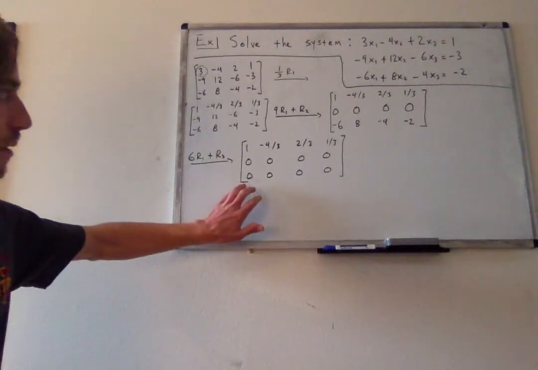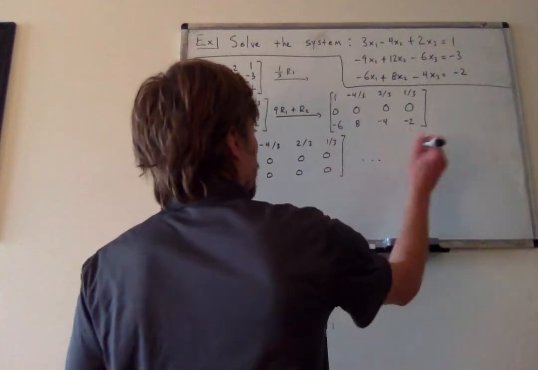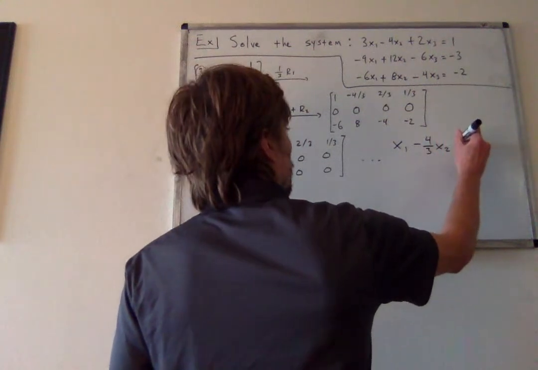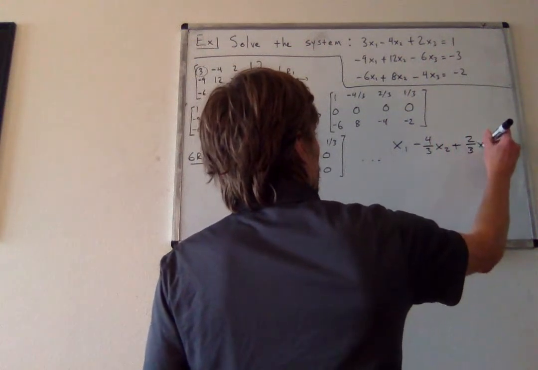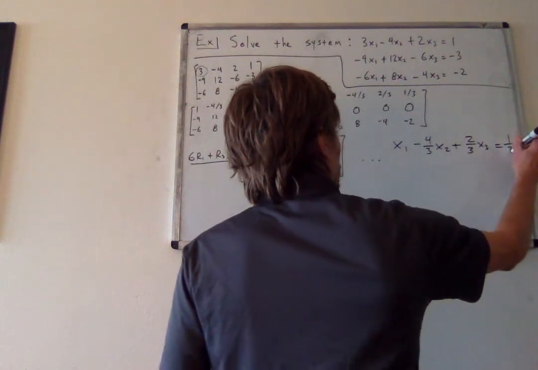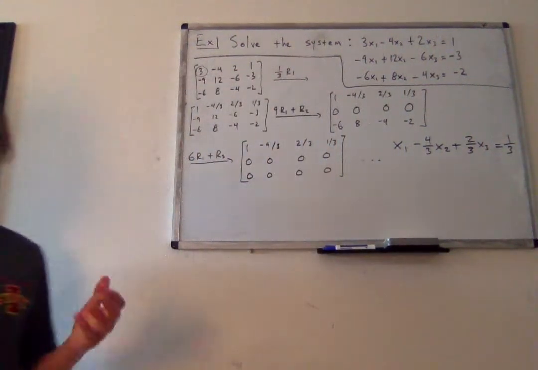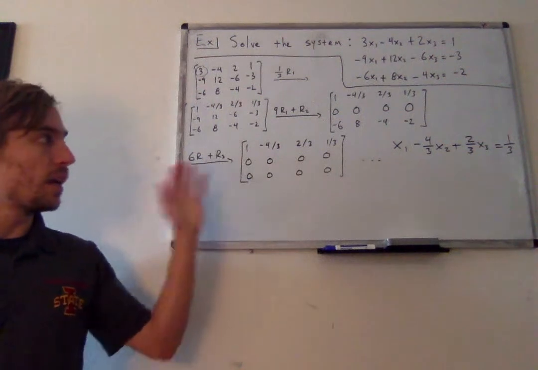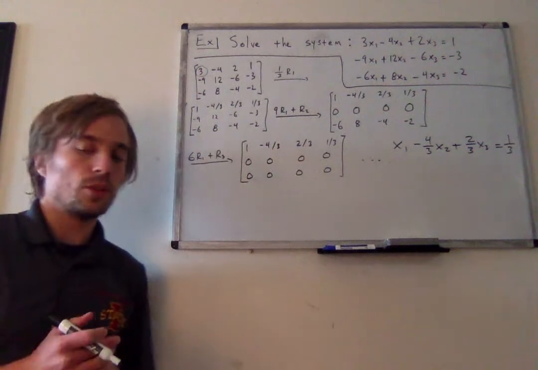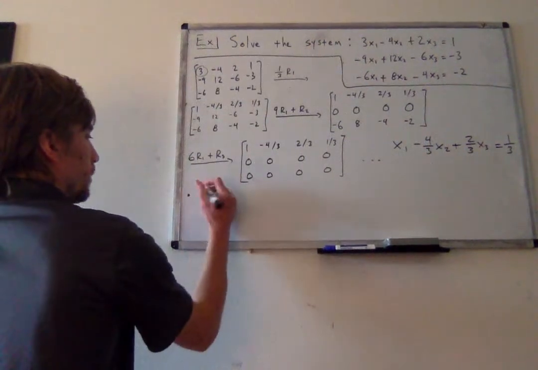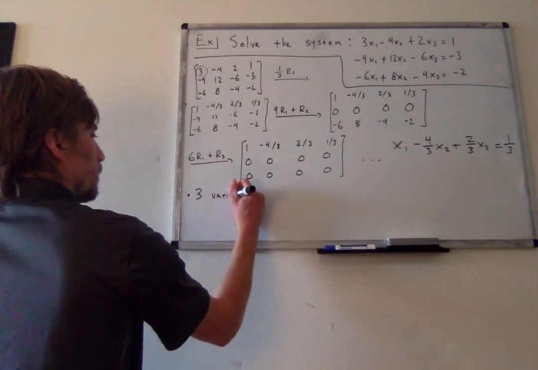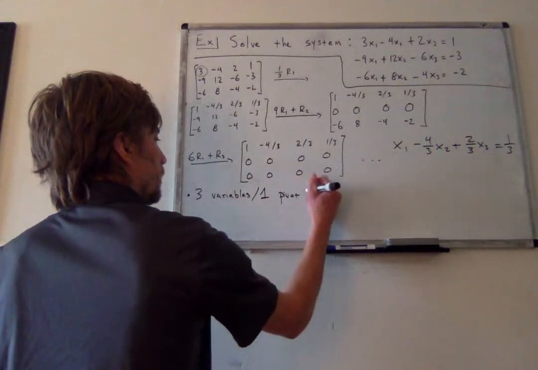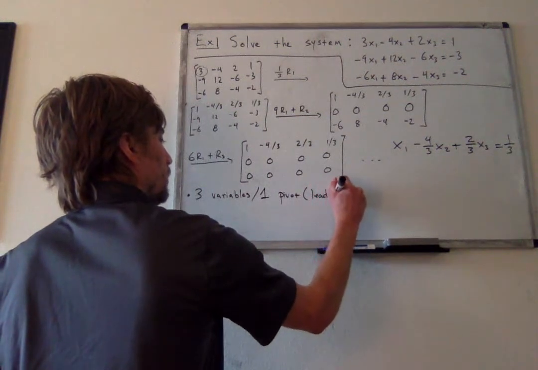So this augmented matrix corresponds to the following 1 equation. And so now we have 1 equation and 3 variables. 1 pivot position and 3 variables. 1 leading 1 and 3 variables. So we've got 3 variables and 1 pivot, or leading 1.